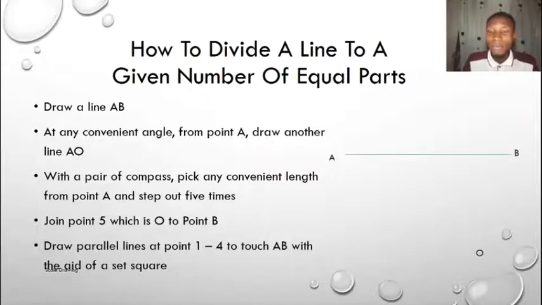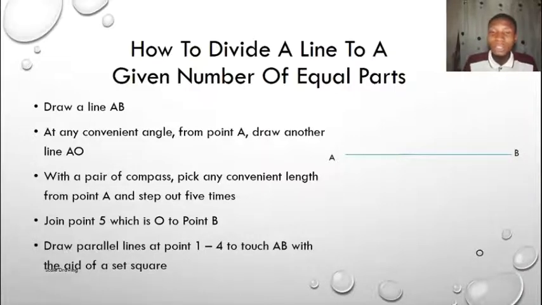So we have our line AB. That's a horizontal line AB. You can make it a horizontal line. You can divide a horizontal line or a vertical line. Whichever kind of line you want to divide, you follow exactly the same steps, and it's going to give you the same results. So we are working with the horizontal line. So you get your line AB.